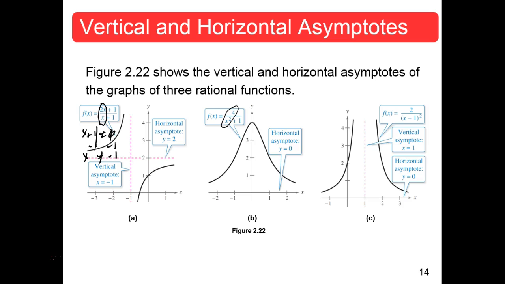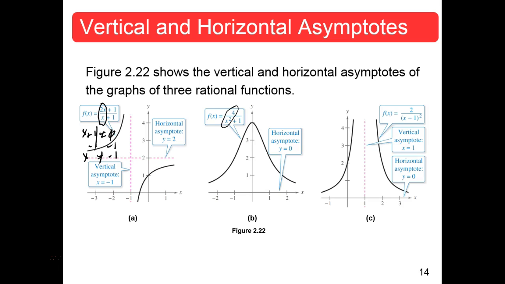100. So 4 over 100 is 0.04. Give me a bigger number than 100. 1,000. 4 over 1,000 is 0.004, okay? Guess where that's going? Closer and closer to 0. Positive or negative, okay? Because no matter what sign x is, x squared is going to be positive. So this is approaching 0 from the positive side. So it does have a horizontal asymptote, y equals 0. Okay?